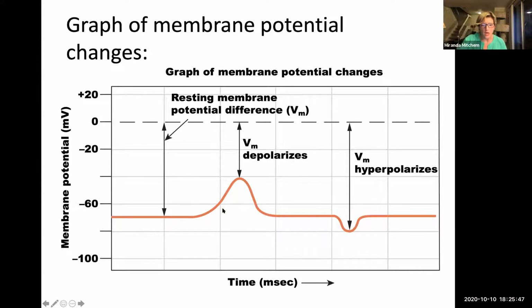When we go up, when we increase in potential, it is a depolarization. Then we repolarize. We're tracking along at resting. Now hyperpolarization, repolarization, tracking along at resting. And now the cell can fire off the next wave of communication because it has gotten back to its resting membrane potential.